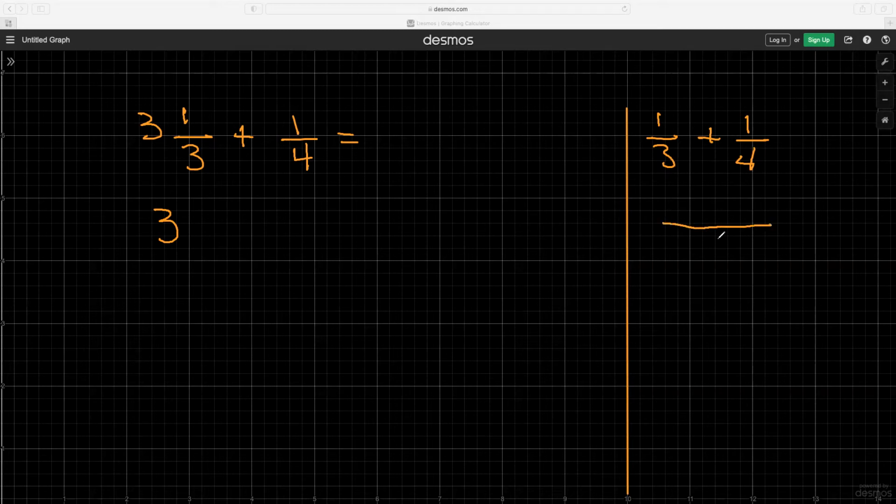So 12 divided by 3 equals 4 times 1 will give you 4, plus 12 divided by 4 will give you 3 times 1 will give you 3. And then 4 plus 3 equals 7 over 12. And now we stick the 7/12 beside the 3. And that's how you add a mixed number with a proper fraction.